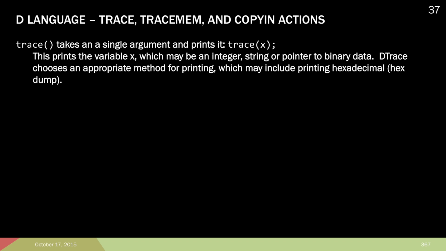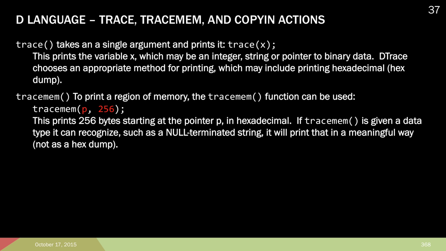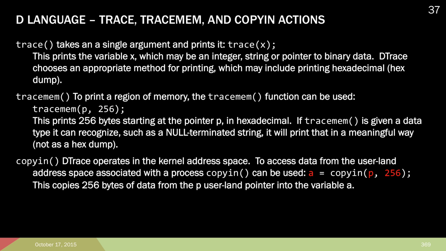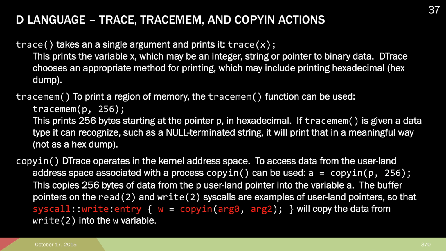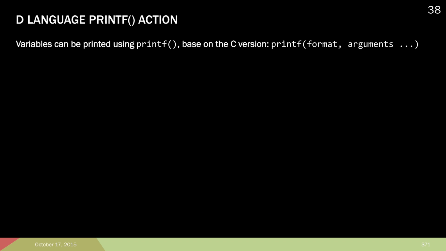Trace prints a single argument using a type-appropriate method. Tracemem does something similar for regions of memory starting with the pointer passed. Because DTrace operates in the kernel address space, copyin is required to access the userland address space associated with the process. For example, the buffer pointers on the read and write system calls are examples of userland pointers that require the use of copyin. DTrace has printf like in C.